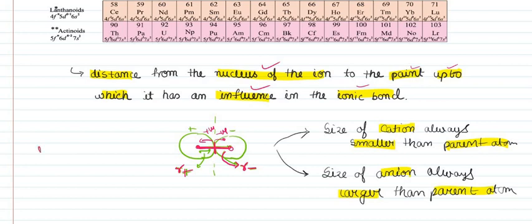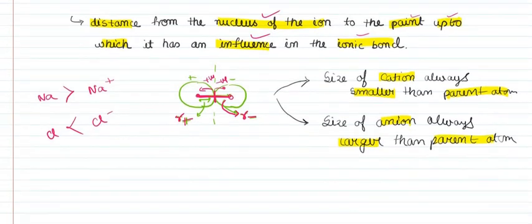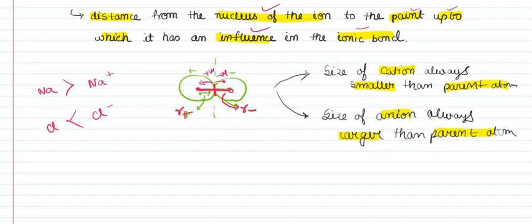What does it mean? You have sodium and you have sodium plus. Cation is always smaller, so sodium will always be bigger than the sodium ion. But chlorine anion will always be larger than the parent atom. Why is it so? Let us understand. We don't have to memorize, let us understand.